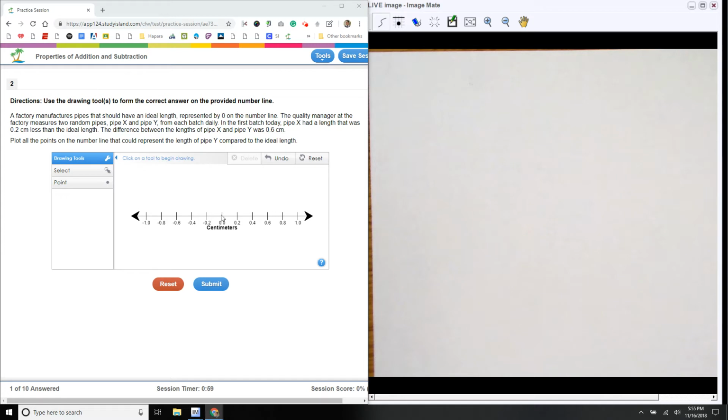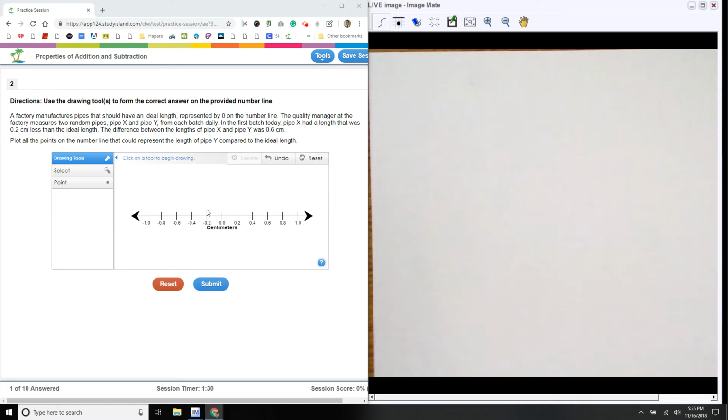0 is the ideal length. If we lined up a pipe and it hit right at 0, that's exactly what we want. So just remember, 0 is what we want. We want the ideal length of 0. Well, pipe X, it said, had a length that was 0.2 centimeters less than ideal. So if 0 is ideal, what's 0.2 centimeters less? Well, it's going to go less, so we're going left. Okay, we're going lower, and there's my negative 0.2. So right now, that's where pipe X is.